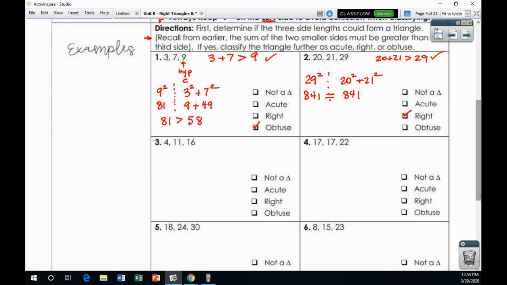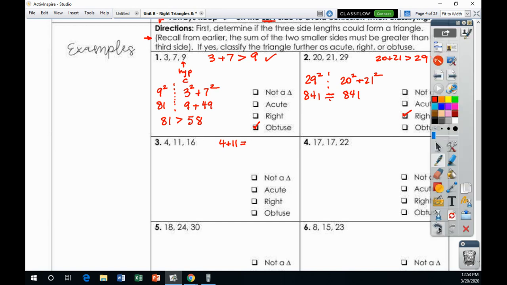Look at number 3. If we add the two smaller sides together, 4 plus 11, I don't want an equal sign right there, 4 plus 11 is not greater than 16, is it? 15 is not greater than 16. So these three numbers do not form a triangle at all. If you don't believe me, take a segment that's 4 inches, 11 inches, and 16 inches and try to make a triangle out of it. They will not match together to make any kind of triangle whatsoever.